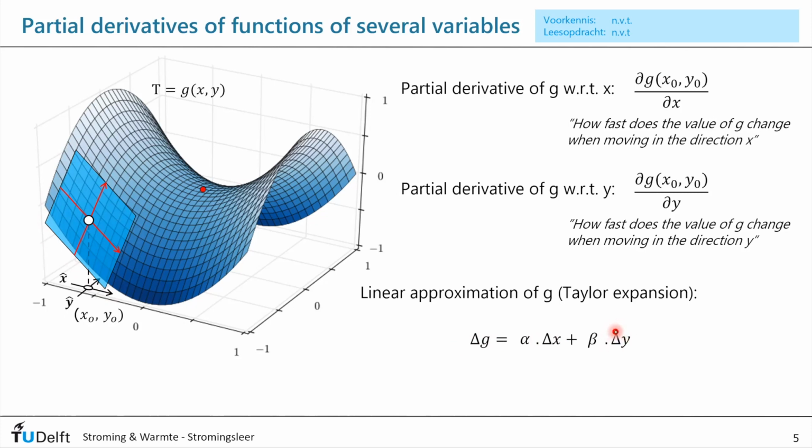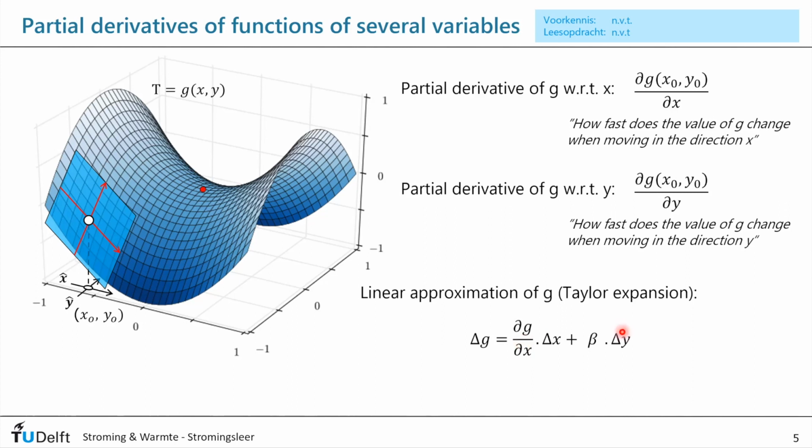Now let's say for a second that I'm taking a step delta x in the x direction and that I'm not moving along the y direction, such that delta y here is equal to 0. I'm focusing only on this point here, then delta g is equal to alpha times delta x. And what is alpha? Alpha is then precisely the partial of g with respect to x. That tells me how fast g changes when I take a step delta x in the x direction.